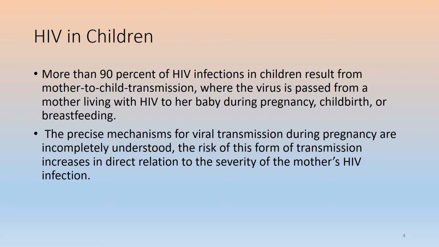So I looked up how many children are born with HIV, and what I found is 90% of HIV infections in children result from mother to child transmission. The virus is passed from the mother that has HIV to her baby during her pregnancy. It can be passed during childbirth or during breastfeeding. So we don't quite understand how it's passed, but we do know that it is passed.